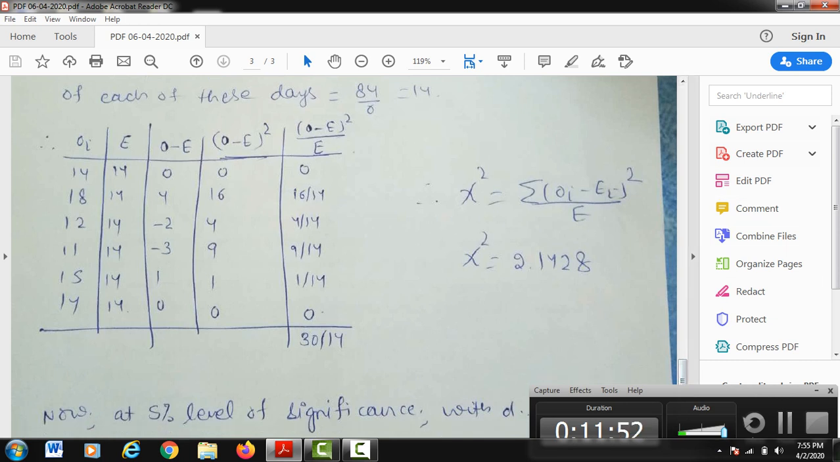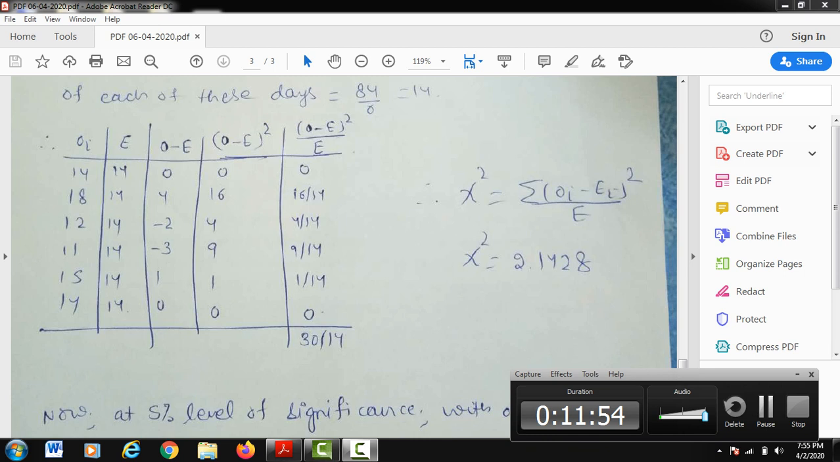Next I will generate the column O minus E, observed frequency minus expected frequency. That is 14 minus 14 is 0, 18 minus 14 is 4, 12 minus 14 is minus 2, 11 minus 14 is minus 3, 15 minus 14 is 1 and 14 minus 14 is 0. Then you will take its square, O minus E whole square: 0, 16, 4, 9, 1, 0.